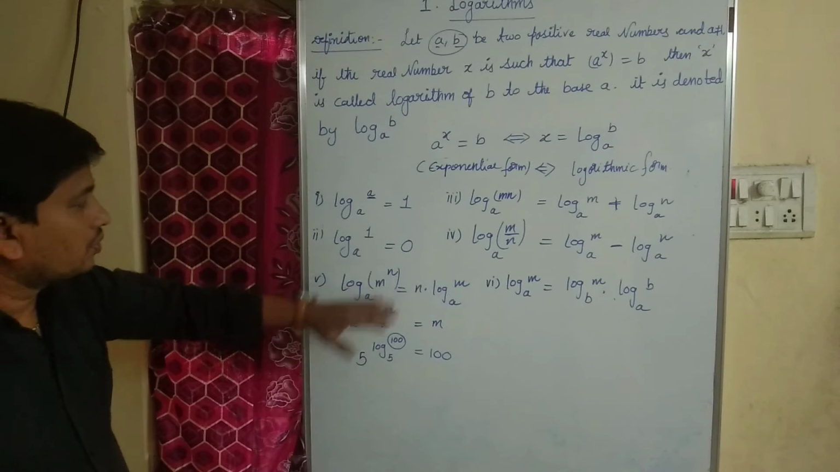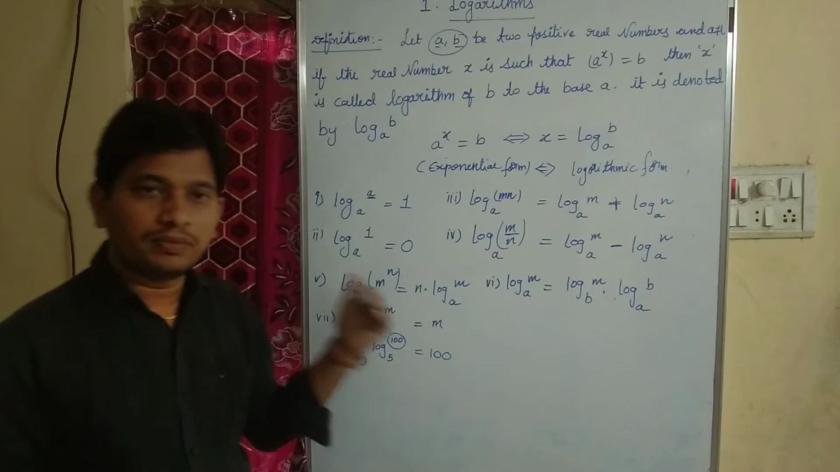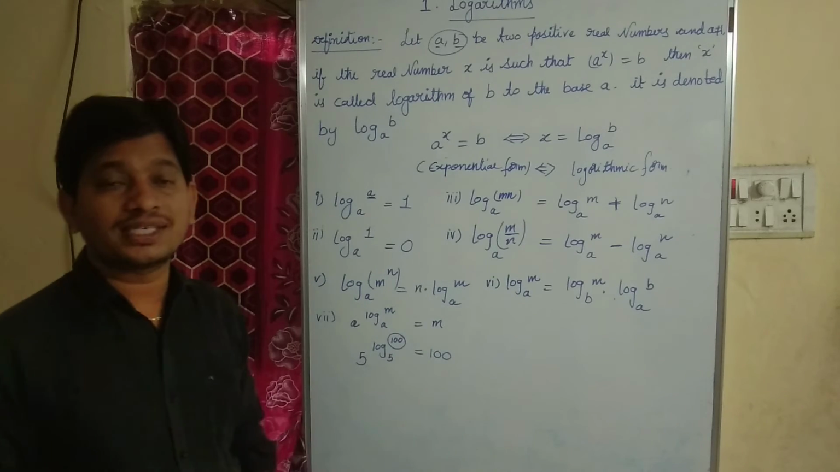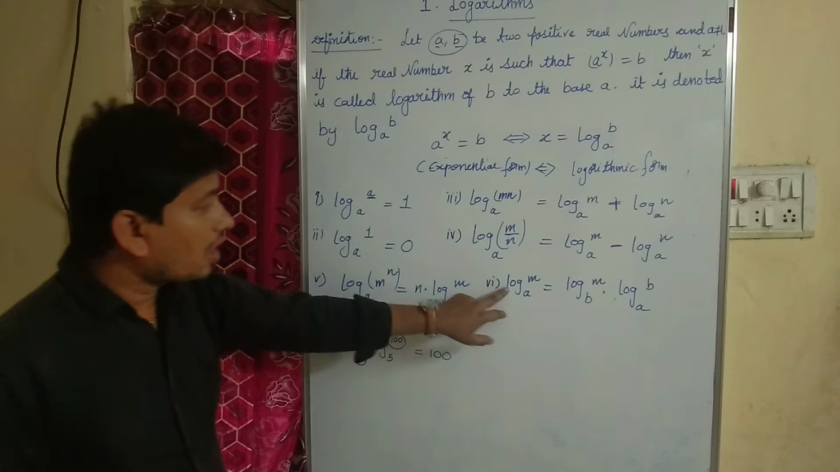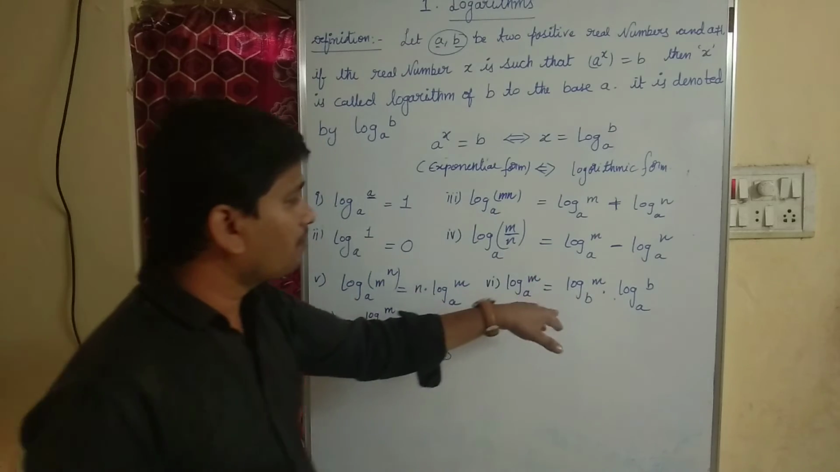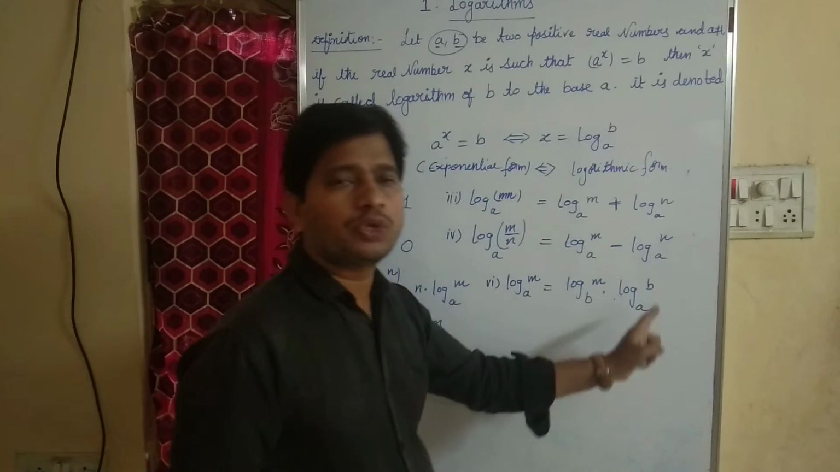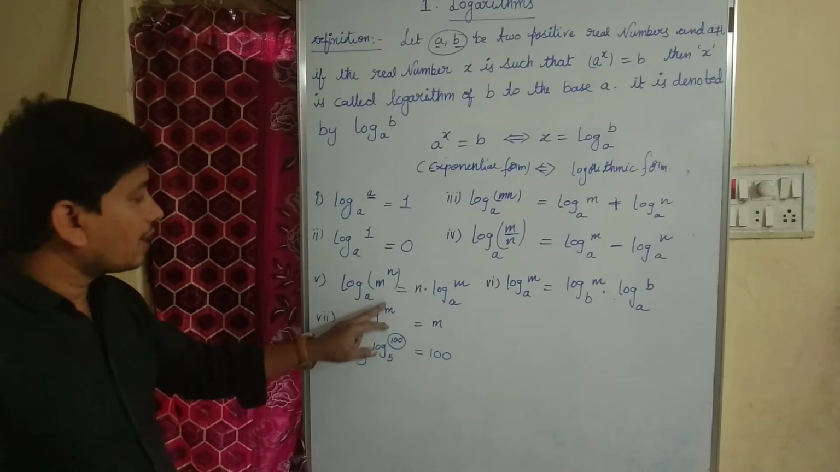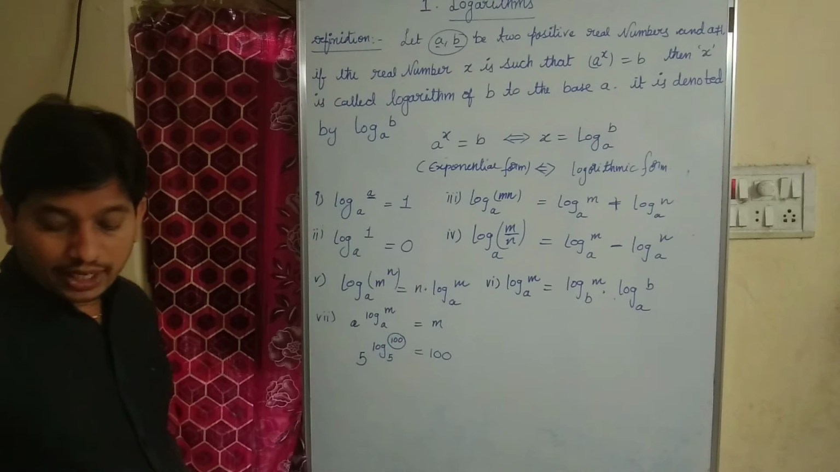Okay, so up to the fifth law we have learned in previous classes only. Coming to the sixth law and seventh law, they are new to us. That is, log m to the base a we can write as log m to the base b into log b to the base a. And the seventh law of exponents is a power log m to the base a is equal to m.